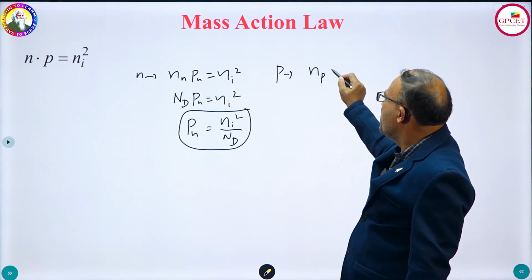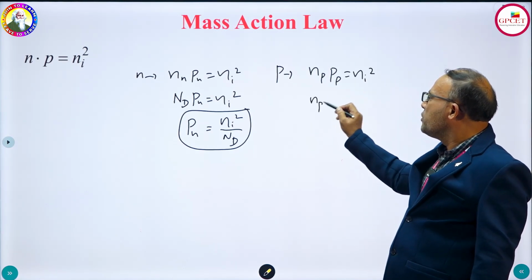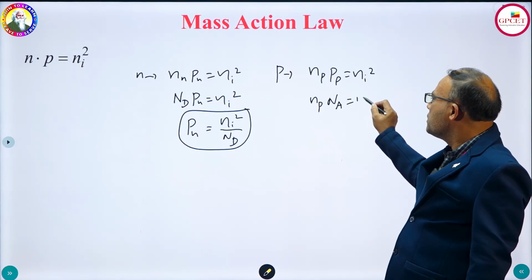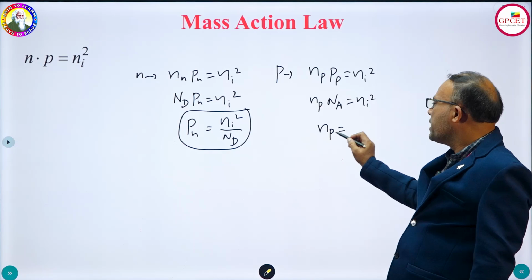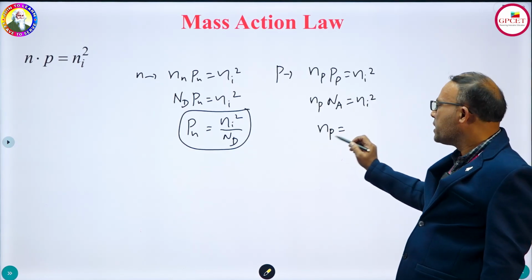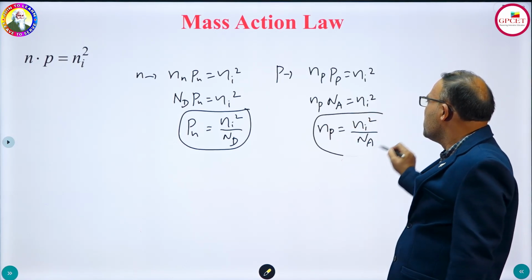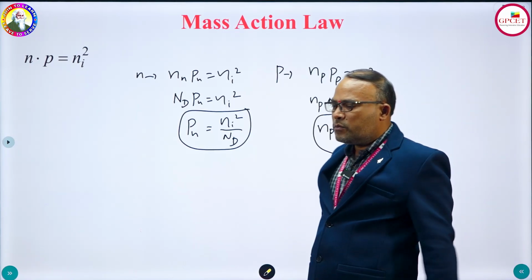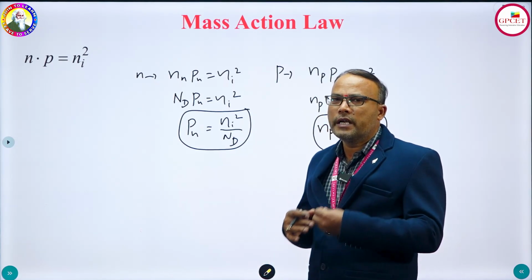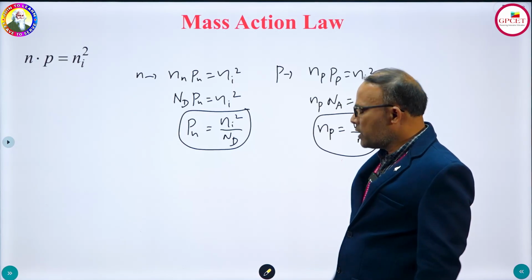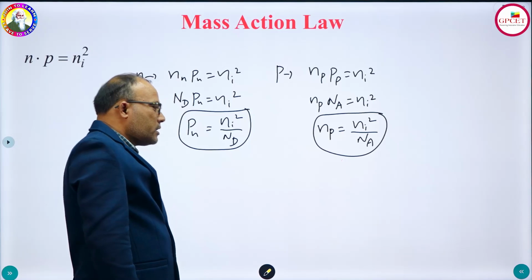That is, Np into Pp is equal to Ni square. Np into Pp, where Pp is the acceptor concentration Na, is equal to Ni square. So I can write the minority charge carrier concentration, electrons, in p-type semiconductor as Ni square divided by Na. So using the mass action law we can find the minority charge carrier concentration present in p-type and also in n-type semiconductors.